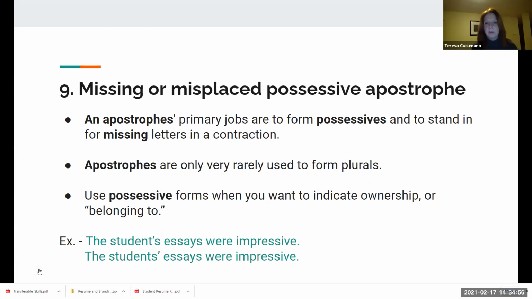Number 9, missing or misplaced possessive apostrophe. This is something to look for when you are proofreading your papers, right? An apostrophe's primary job is to show possession. So if you are trying to show possession, you want to make sure that you have that apostrophe after the subject. So the student's essays were impressive. Singular student, you see the apostrophe goes before the S. If I'm trying to show plural students, the students' essays were impressive, I put the apostrophe after that S. So it's showing ownership of the essays, but you need to be careful. Are you talking about one person or are you talking about multiple students?